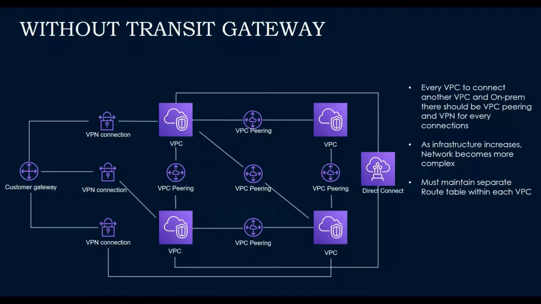Without Transit Gateway, for every VPC to connect to another VPC and on-prem, there should be a VPC peering and VPN connection for every connection. As infrastructure increases, the network becomes more and more complex. As a new VPC comes in, new VPC peering has to be established, and you must maintain a separate route table within each VPC.